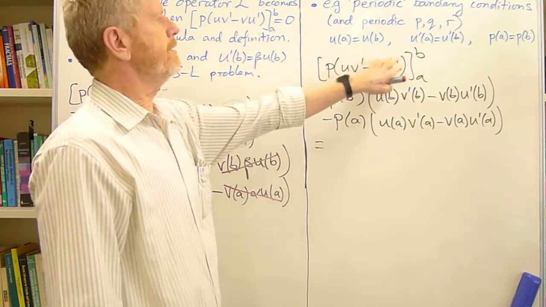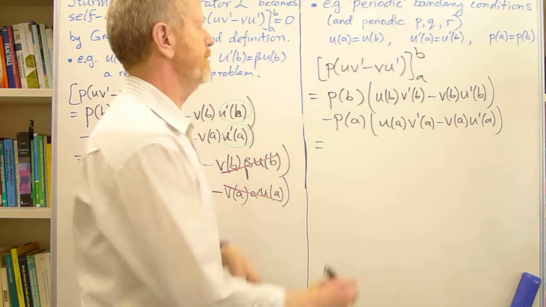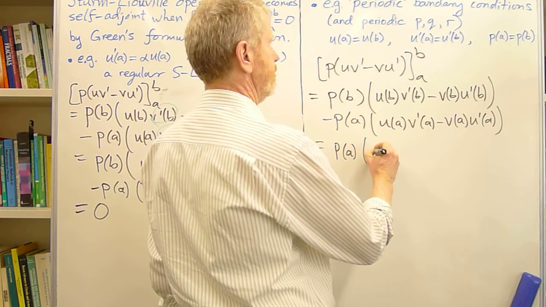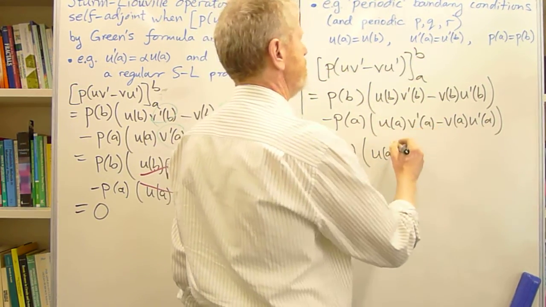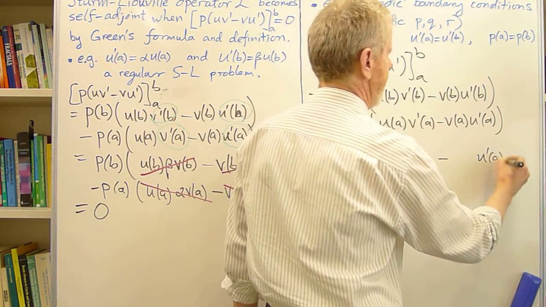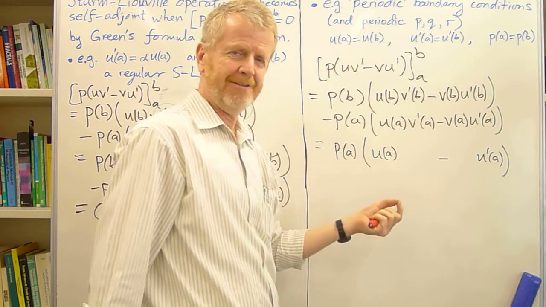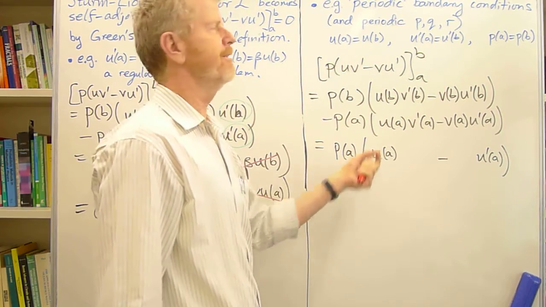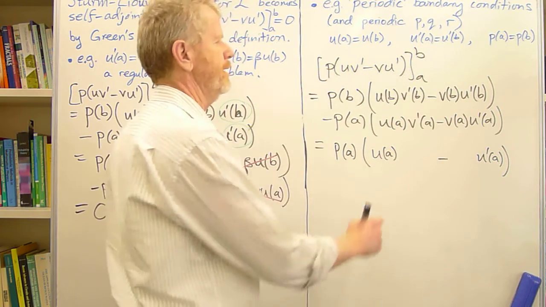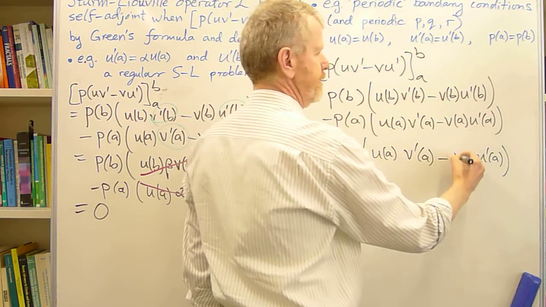Now, as it happens, because u, u' and p at b are the same as what they are at a, we can say this is p(a)[u(a)v'(b) - v(b)u'(a)]. Right, but remember, L is applied to v, so v has to satisfy the same boundary conditions. So v(a) has to be v(b), v'(a) has to be v'(b). So v'(b) is also v'(a), and v(b) is v(a).